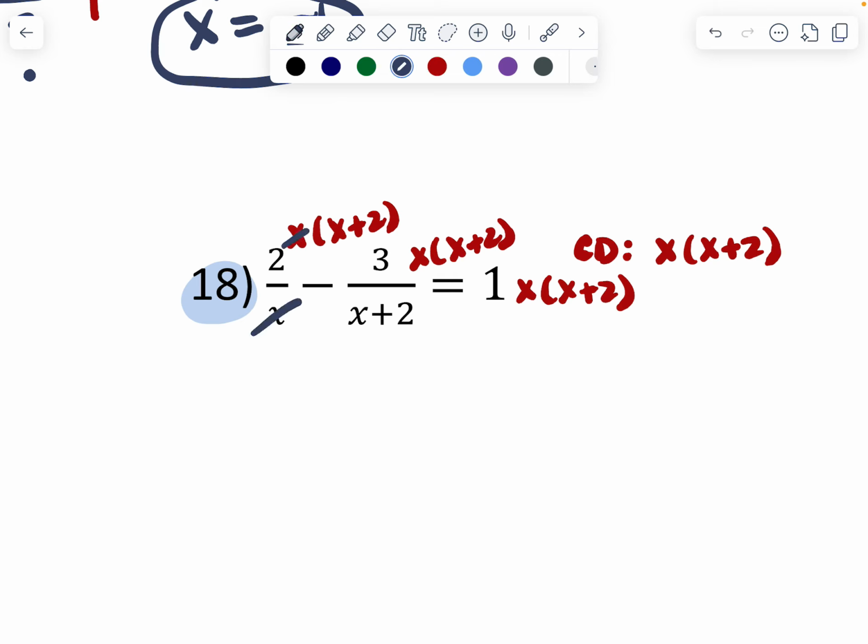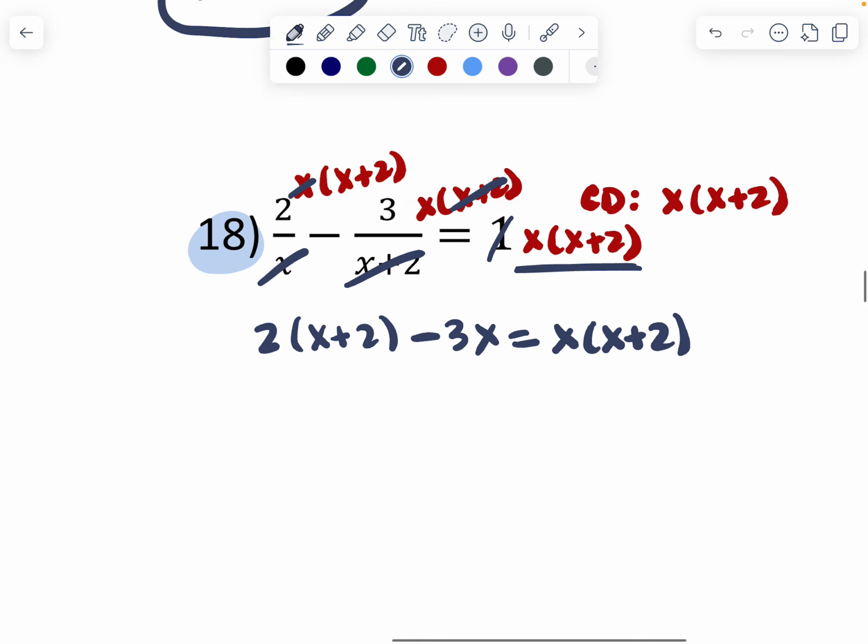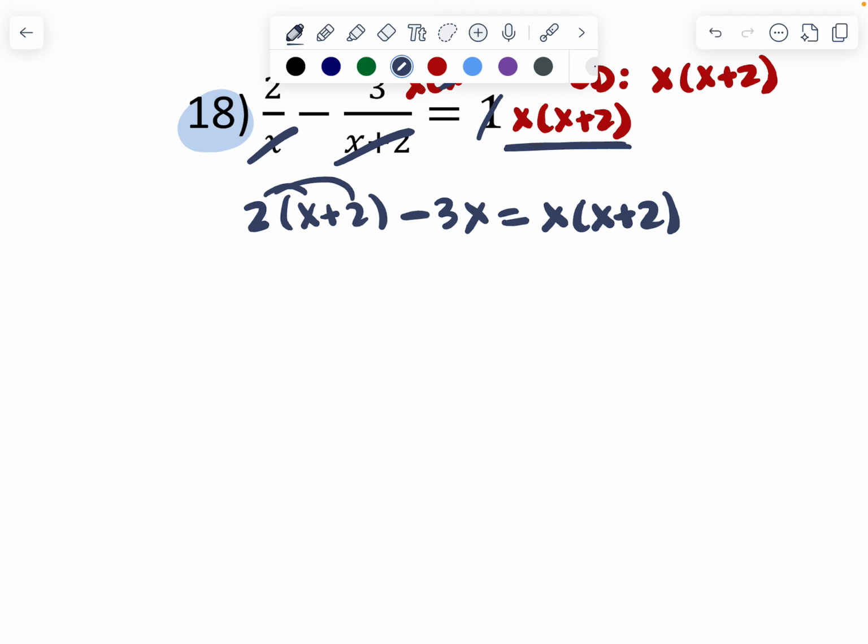The x's cancel, leaving me with a 2 times x plus 2, minus the x plus 2 cancels, leaving me with a 3 times x, and it equals, the 1's kind of irrelevant because 1 times anything is the same thing, but I do have this x times x plus 2 left over, right? Okay, let's distribute. So I have 2x plus 4 minus 3x equals x squared plus 2x.